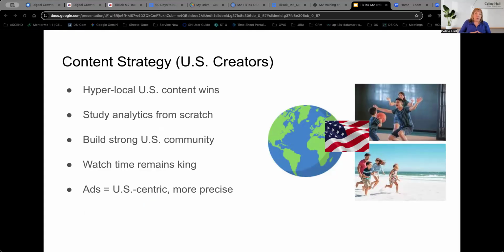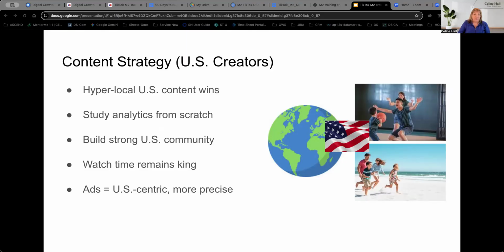So if you're a US based creator and your content needs to shift with the M2 algorithm, here are 5 key strategies I want you to think about. First of all, hyper local content. The algorithm will heavily favor content that resonates with US audiences. So think national holidays, sports references, US slang, and lifestyle themes like retirement, cost of living, family life.